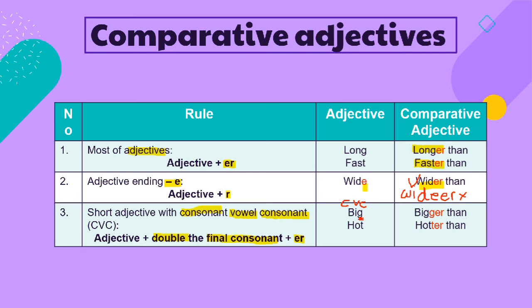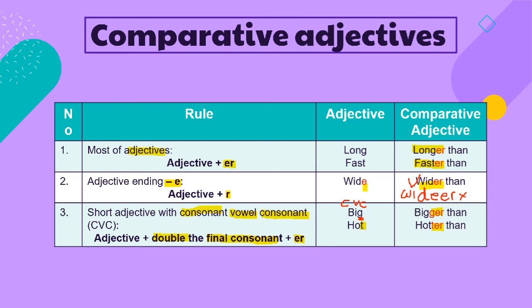Can you see here? Big becomes bigger. And then hot again, CVC, the last consonant or the final consonant is T. It becomes hotter. And because we are talking about the comparative adjective, to compare two things.